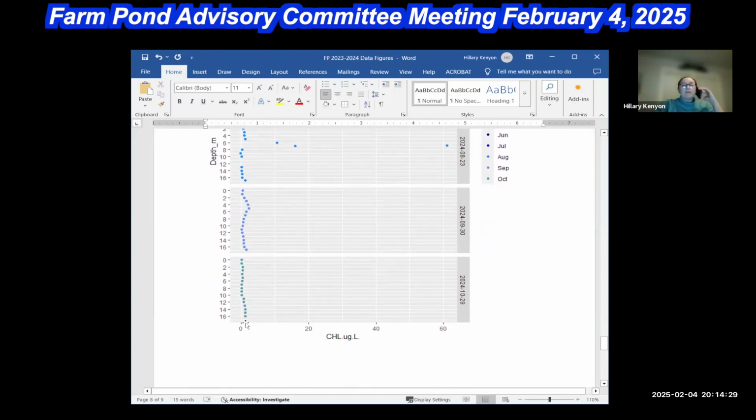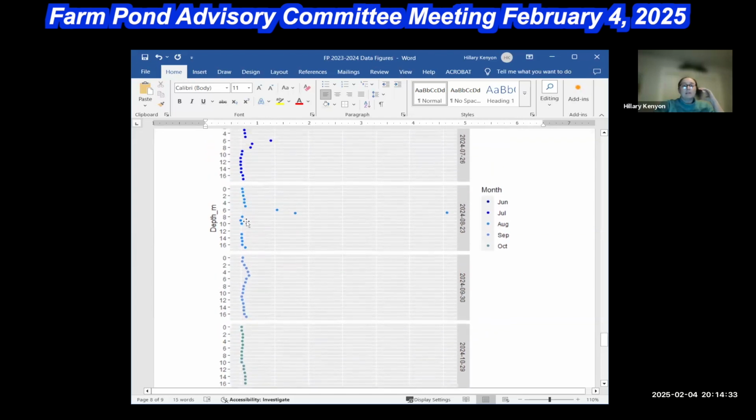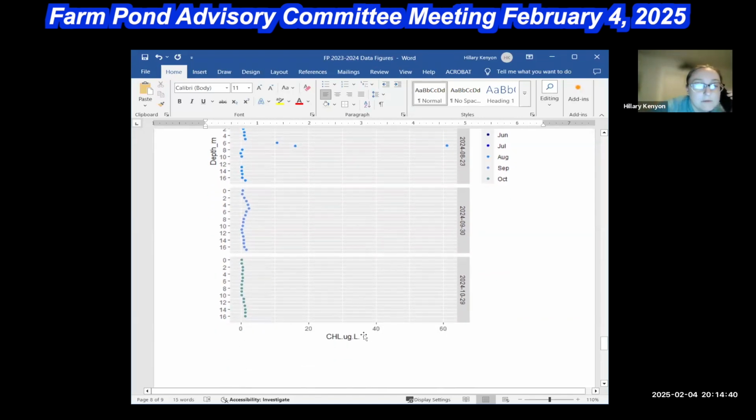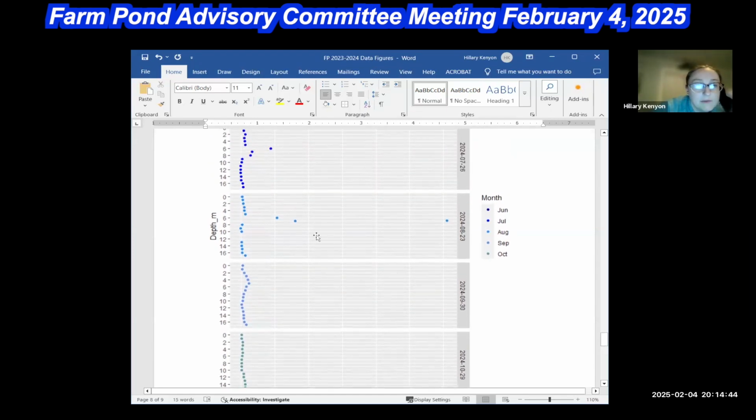This uses, instead of filtered chlorophyll, fluorometry, which is a reflectance instead of an absorption. So what it's measuring here is an estimate of the micrograms per liter of chlorophyll based on a relative fluorescence unit. The thing that I want you to see is that basically your increases here are all around the top of the thermocline.